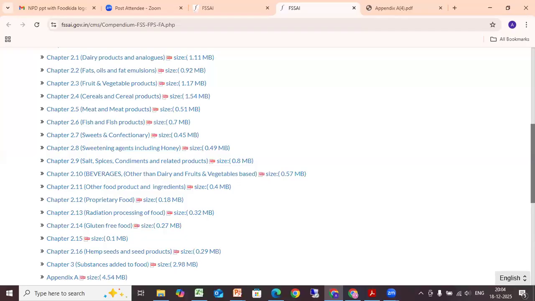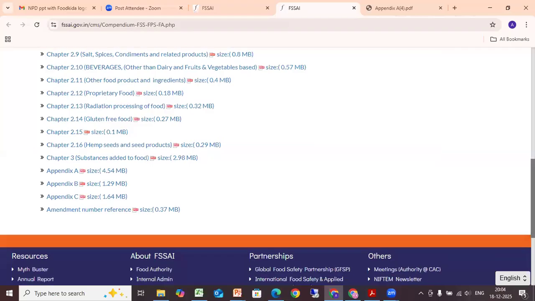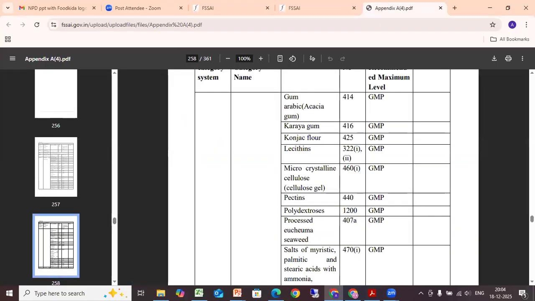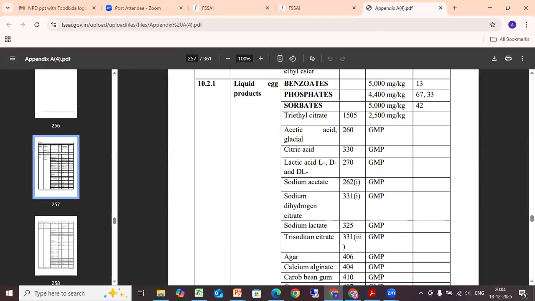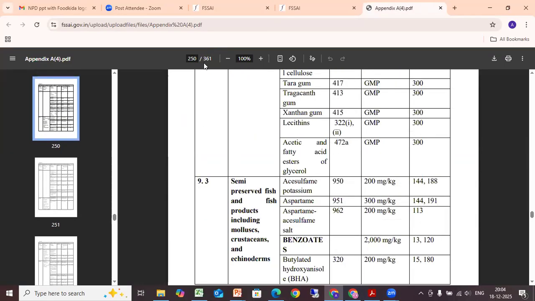Here the food categories are given. If you open one of the chapters, like fish and fish products, you will see the specifications: what should be the acidity, what should be the pH, and so on. When you go to Appendix A, it tells about the additives and their dosages in that particular category. Clause 10.2.1, everything is there. It is a 361 page compendium.